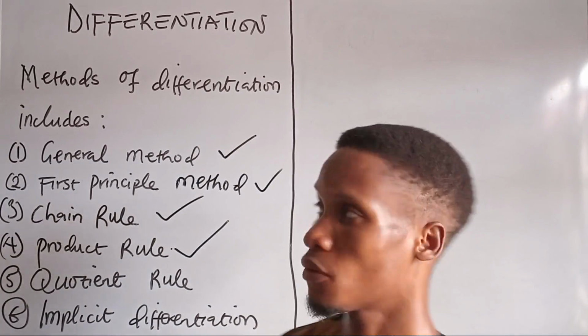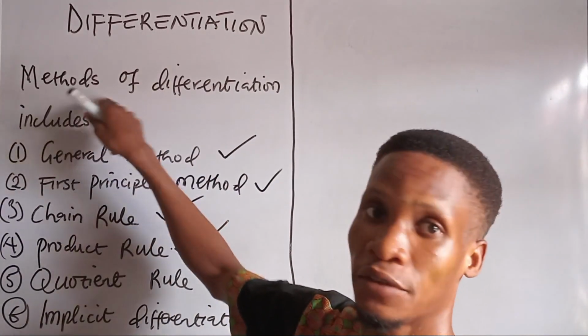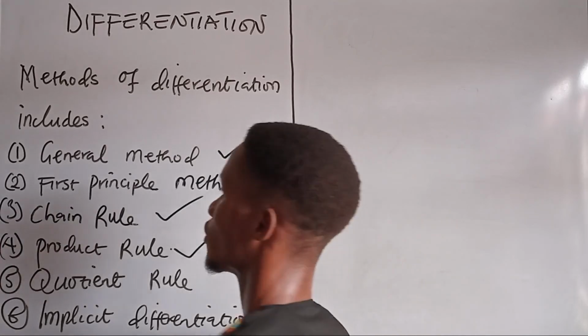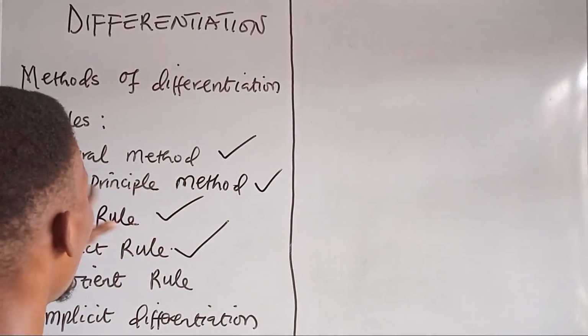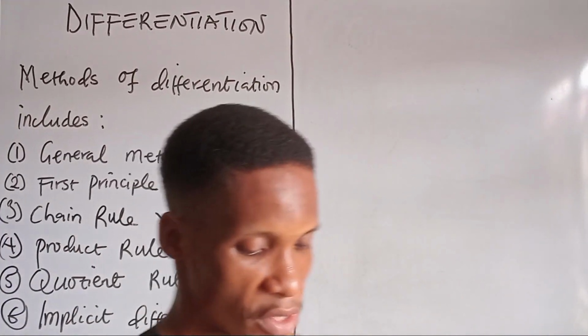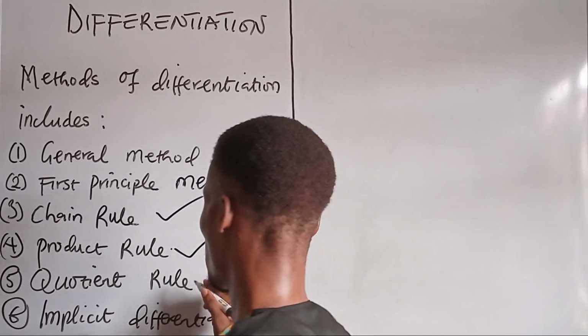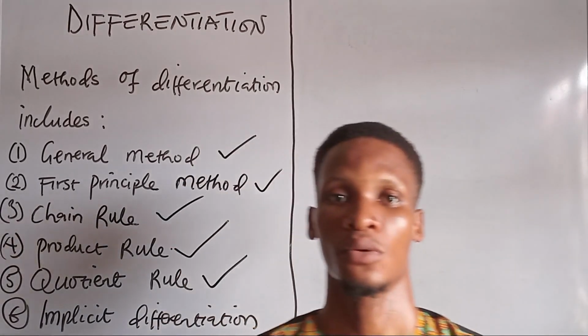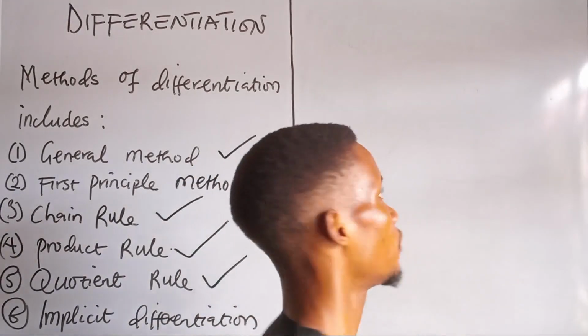So we're still on differentiation, and we've treated these methods of differentiation, which include the general method of differentiation, the first principle method of differentiation, the chain rule, and the product rule. And today we're looking at the quotient rule, being one of the methods of differentiation.